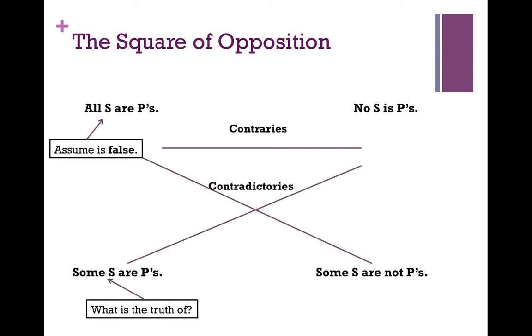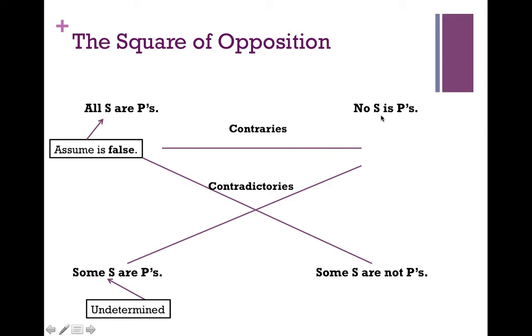Let's ask, what about if A is false? If it's not true that all S are P, then what is the truth of some S are P? And the reality of that is we can't know. It's undetermined. Why? Well, we have to ask, under what scenarios would this be false? When would all S are P be false? Well, it could be false because some S are P and some are not, in which case some S are P would be true. But it could also be false just in case no S are P, in which case some S are P would be false. So we can't know for certainty what the truth value of this is.